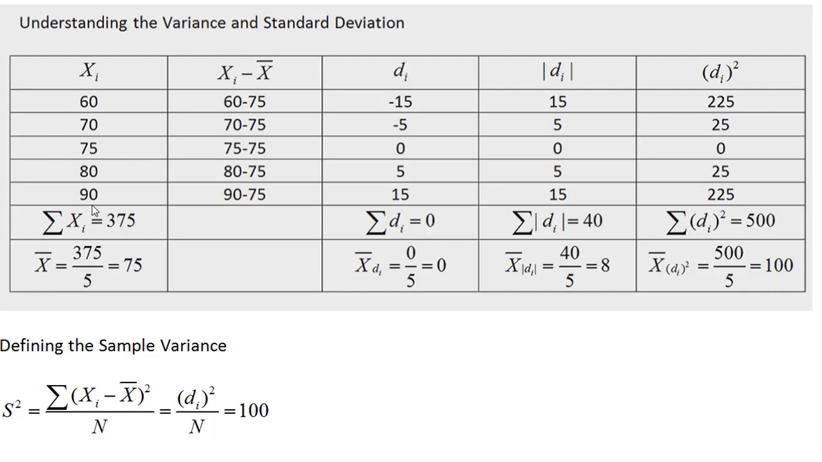Here's our small data set, very, very small. You can imagine that these are scores in a classroom of 5 people. Imagine it's a very small class and people have gotten grades of 60, 70, 75, 80, and 90.